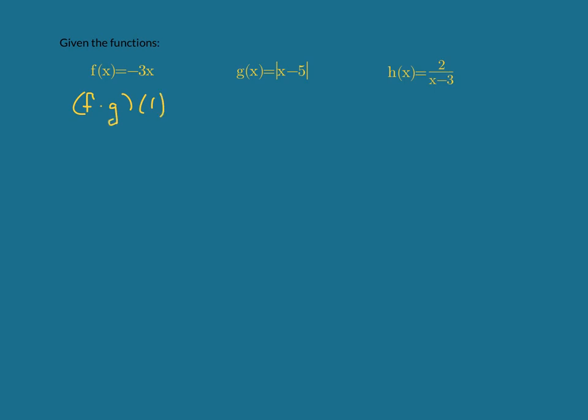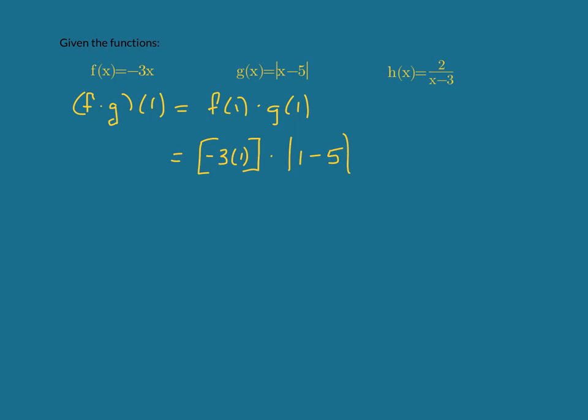So f times g of 1 means f of 1 times g of 1. So f of 1 tells me to replace the x in function f with the number 1. G of 1 tells me to replace the x in function g with the number 1. So let's do that and carefully write down what's going on. So f of 1 would be negative 3 times 1, and then times g of 1 would be the absolute value of 1 minus 5.